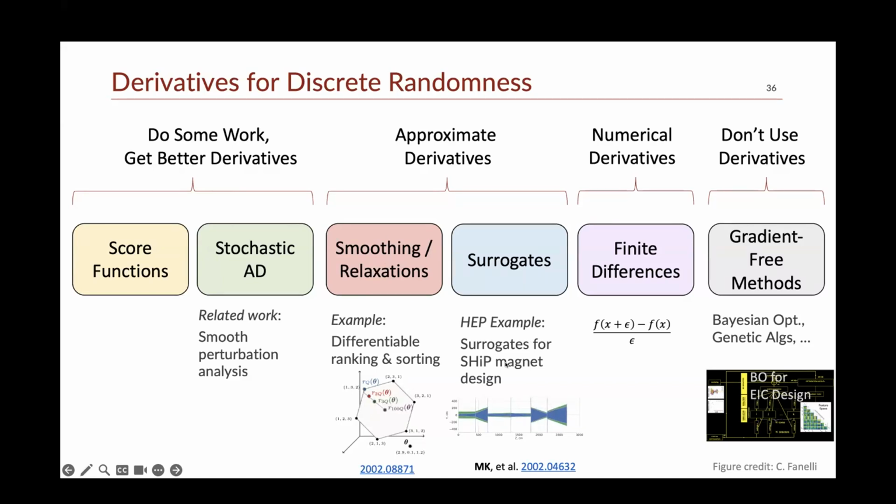You can build surrogates, so basically approximating the complicated non-differentiable or discrete behaviors with a neural network, and use the neural network to give you a derivative, although you don't know if that'll give you a reasonable derivative. There's finite difference methods and even gradient-free methods like Bayesian optimization. So we'll basically just talk a little bit about these left two methods.